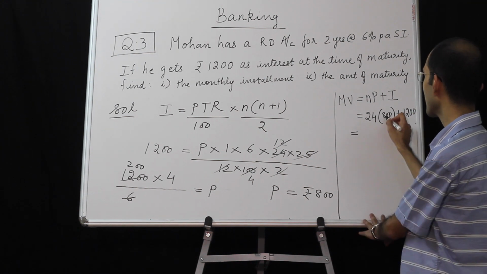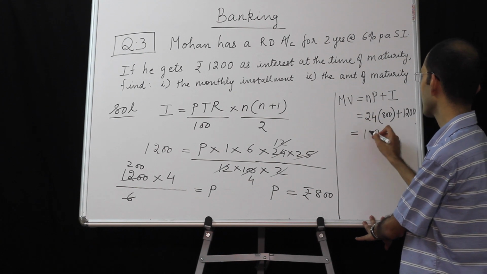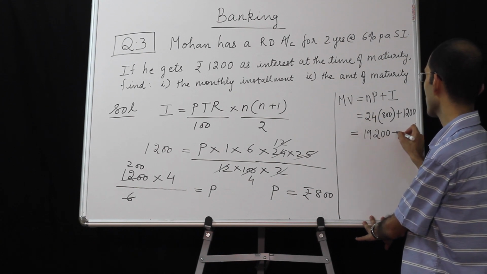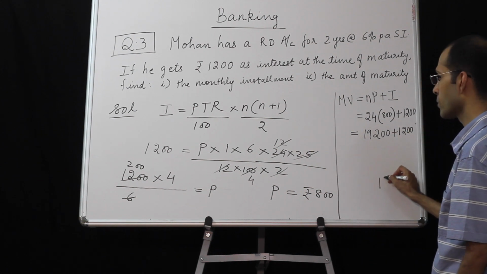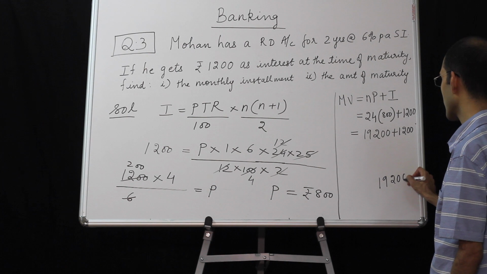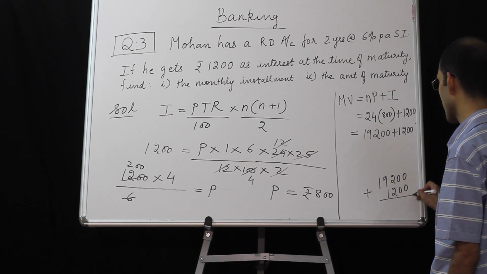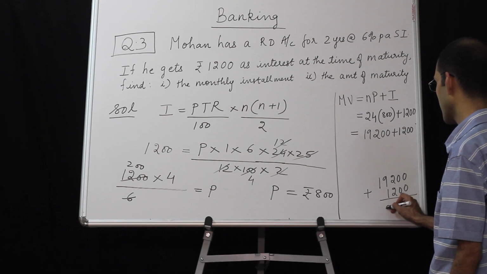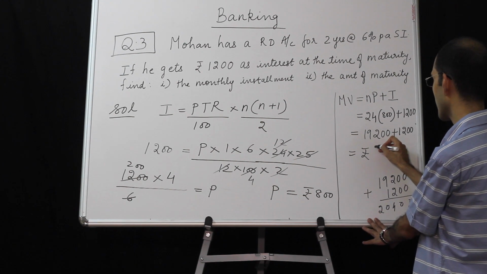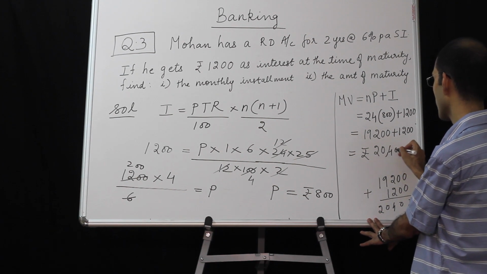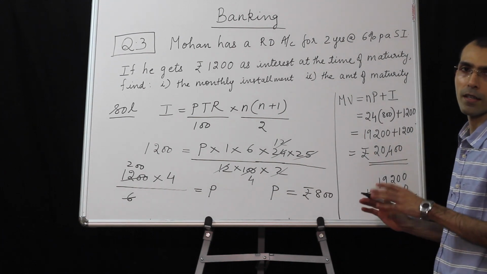Now we need to multiply. 8 4s are 32, 8 2s are 16, followed by 2 zeros, plus 1200. So let's do this: 19,200 plus 1,200. So the maturity value is rupees 20,400, and this sum stands solved completely now.